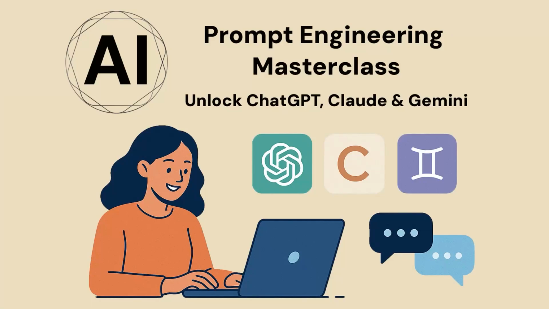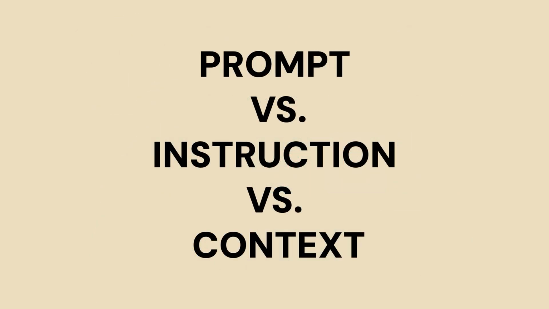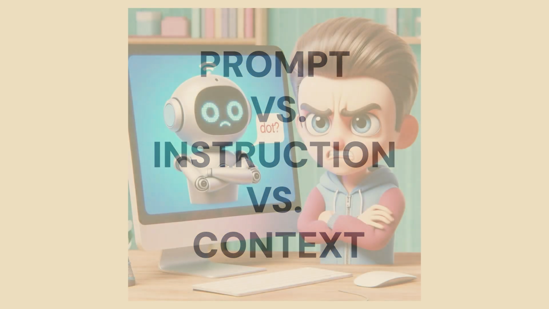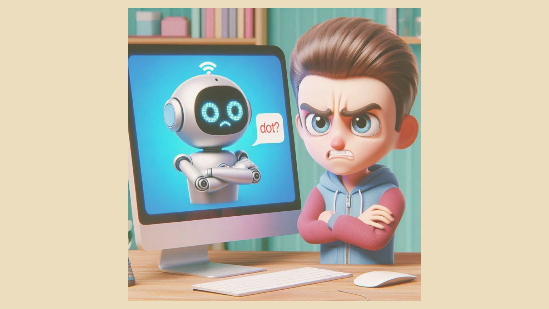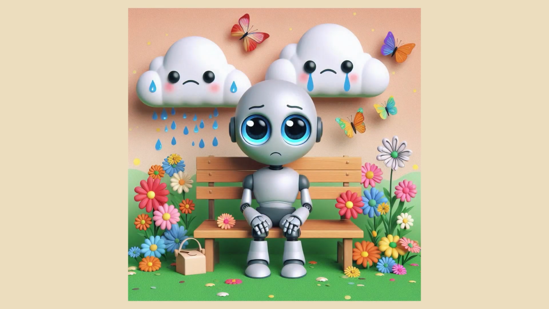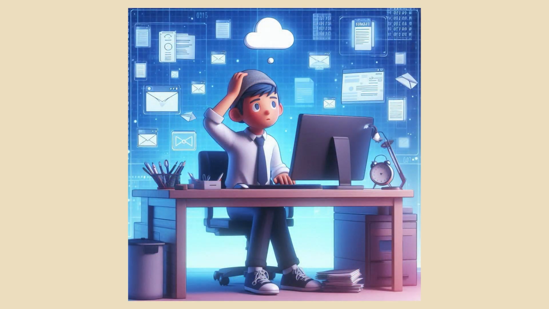Welcome. Today is lecture 3 and our topic is prompt versus instruction versus context. What's the difference? If you have ever typed something into ChatGPT and thought, why didn't it understand me? You are not alone. It's usually not the AI's fault. It's often because we mixed up a prompt, an instruction, or forgot to give context. Today, we will break these three concepts down and show you how to use them together for better results.